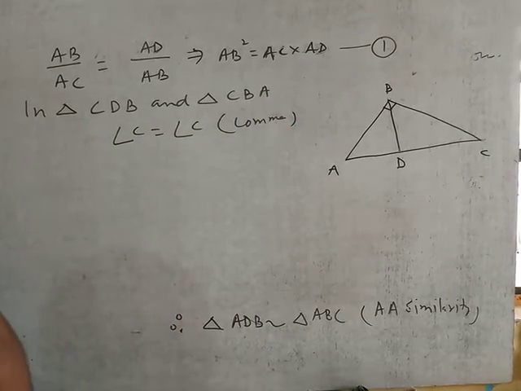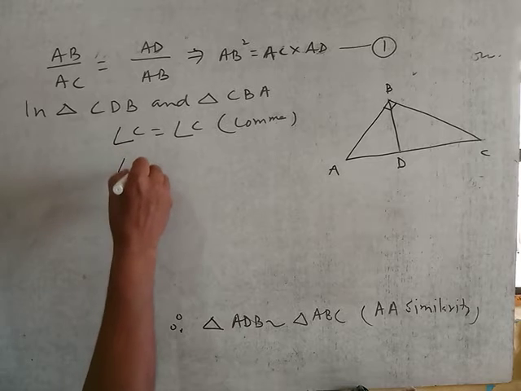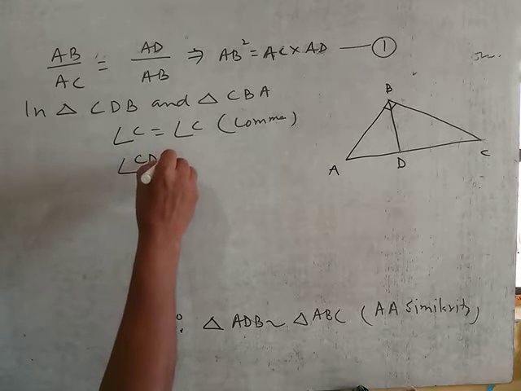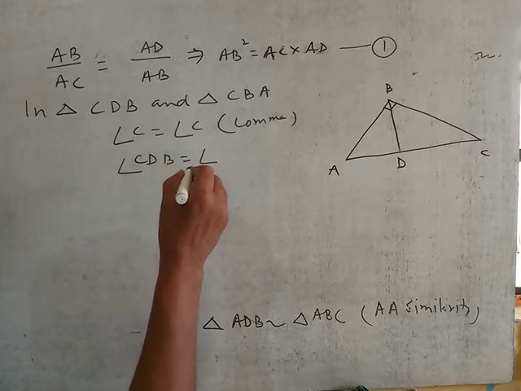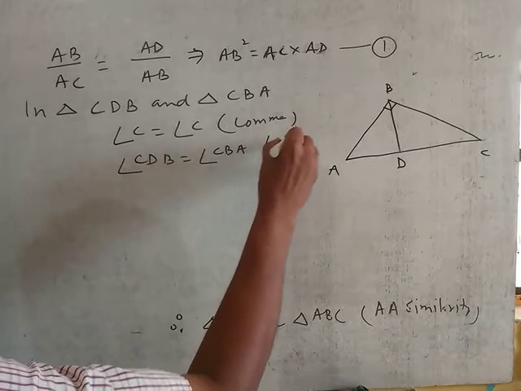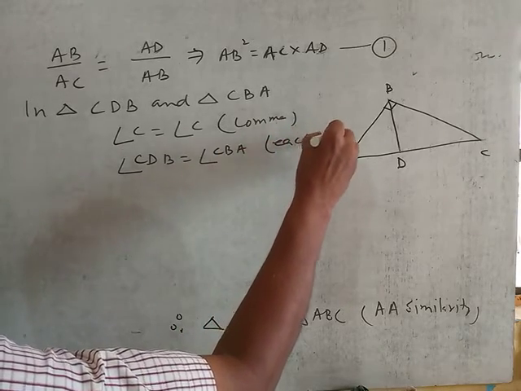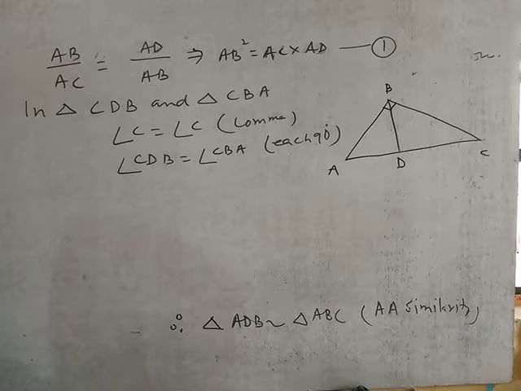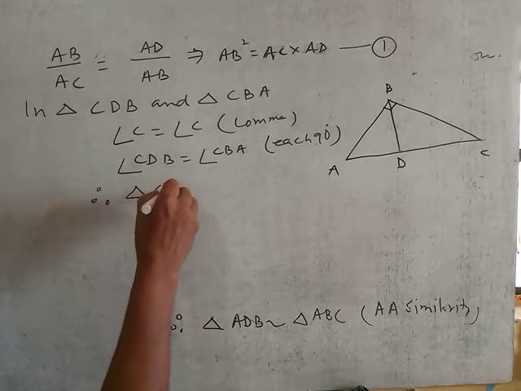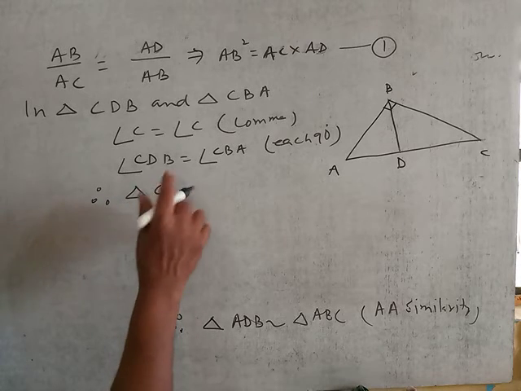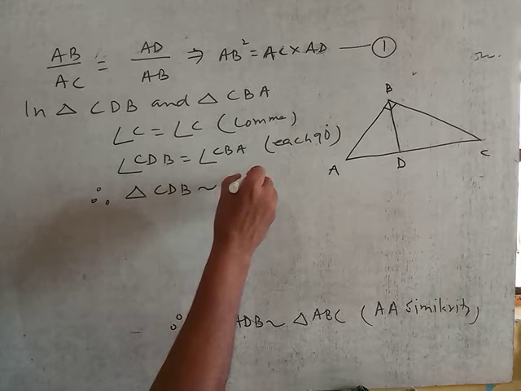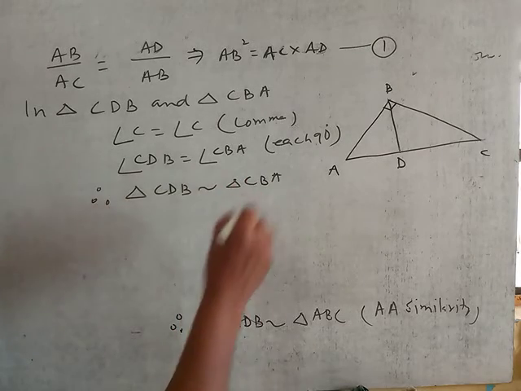And angle CDB is equal to angle CBA. Why? Because each is 90 degrees. That's why they are equal. Therefore, the same way, triangle CDB is similar to triangle CBA.